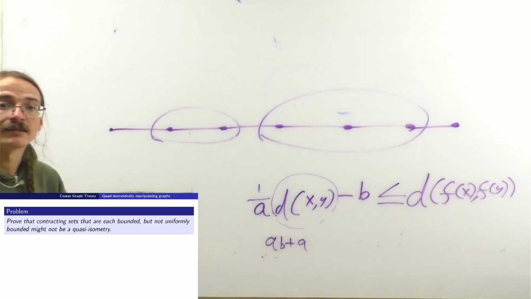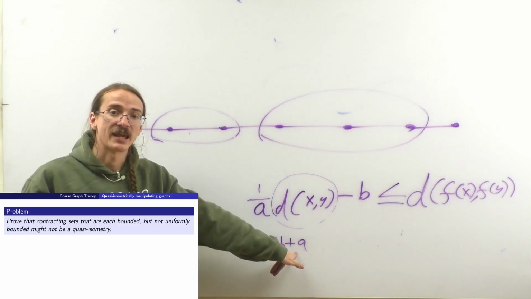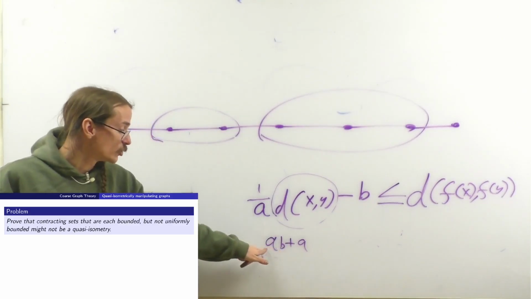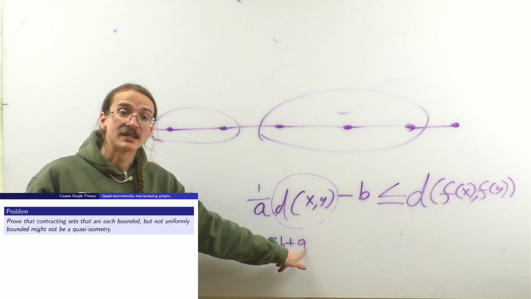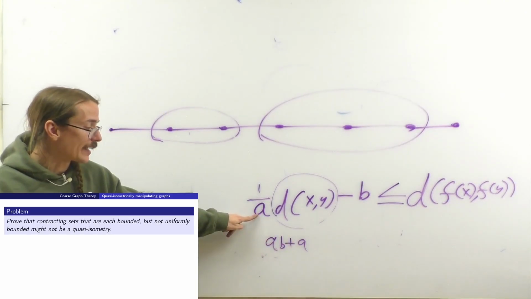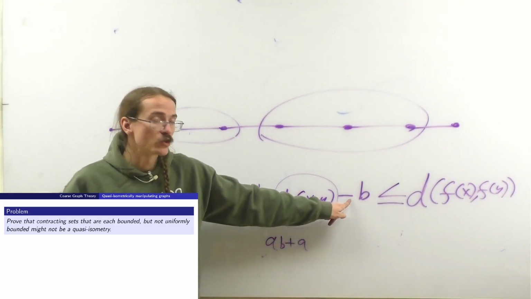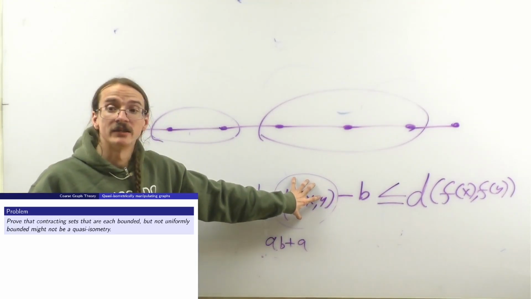So we're taking a set, and everywhere I said a plus b, we're going to use a times b plus a. Take a set, 2 points more than a times b plus a apart from each other. Divide that by a. Now it's b plus 1. Subtract b. This is 1. So the distance has to be greater than 1.